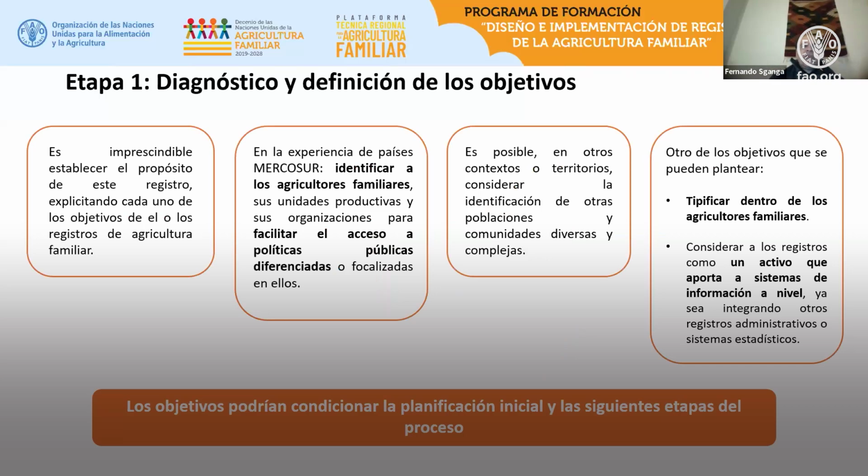The first stage is diagnosis and definition of objectives or goals. It is essential to establish the purpose of this registry. Unless we understand what we want, we cannot design our registries. In the case of Mercosur, clearly, we need to identify our family farmers, their units and organizations, to facilitate access to differentiated or targeted public policies. That's our goal. But the question you should ask yourself is what the goal of the registry is, and not the registry per se. The registry is a tool. A tool for what? That is a question that should be answered.